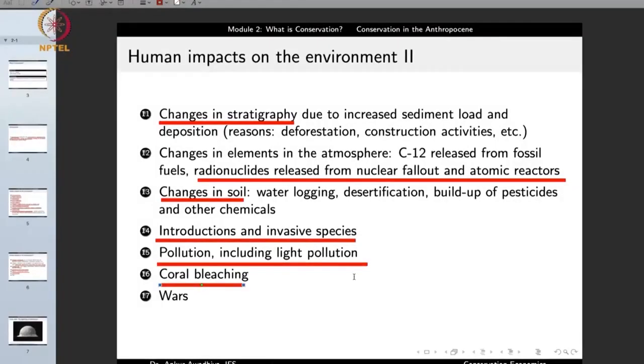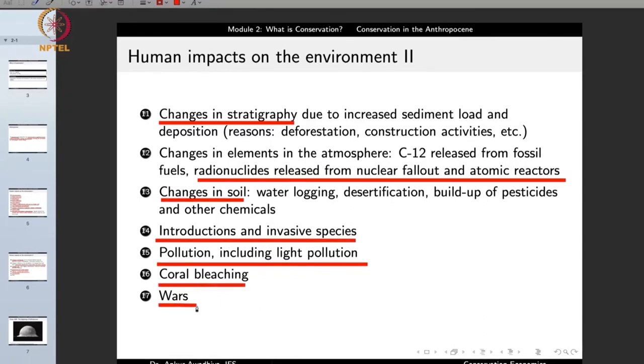Now, coral reefs are formations that support a number of other species. Fishes can lay their eggs inside these corals, and a number of other organisms can find their safety inside these corals. So corals are very important formations for biodiversity. And when coral bleaching occurs, we also observe a rapid and massive decline in biodiversity in those areas. Coral bleaching is also another human impact on the environment.